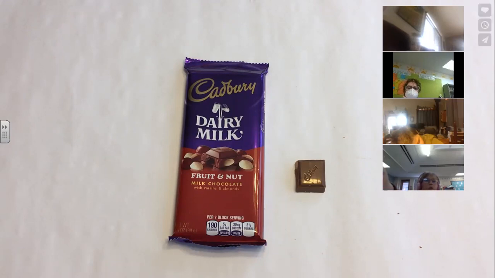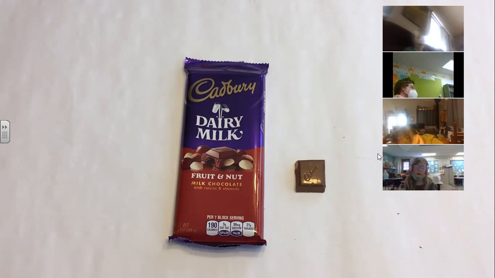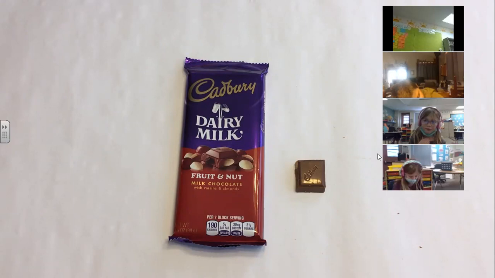Okay, so you think the little chocolate piece is part of the big bar, and you add them all together. Okay. That's what he's thinking. What are you thinking, Serene? You're wondering if it's chocolate? Okay, Serene's wondering if it's chocolate.